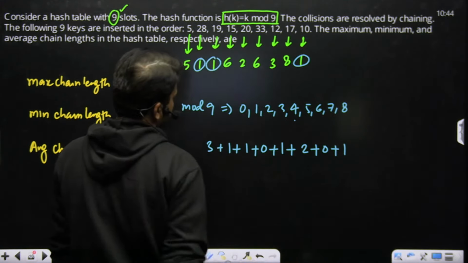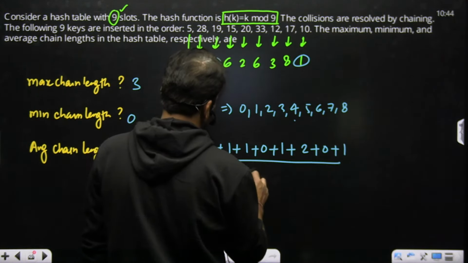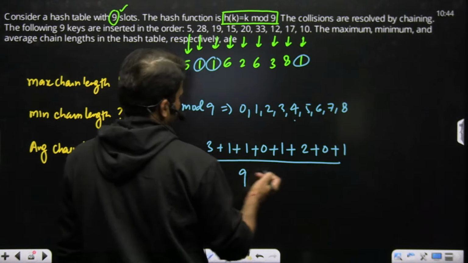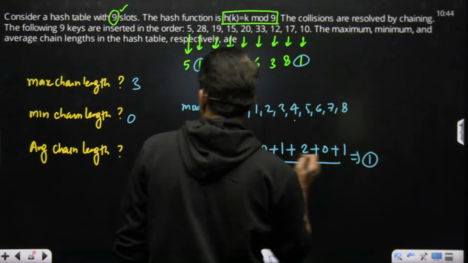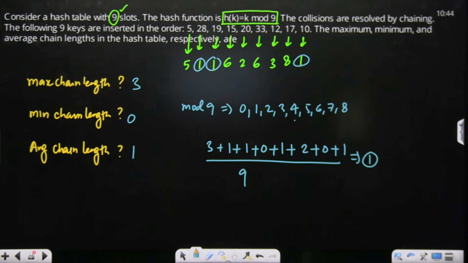Take the total sum, how much is it coming? This is 5 and 5 plus 4 is 9. So divided by the size of the hash table, it will be 1. So directly you can answer this type of question. No need to construct the entire hash table. Okay, 301 is the right answer for this question.